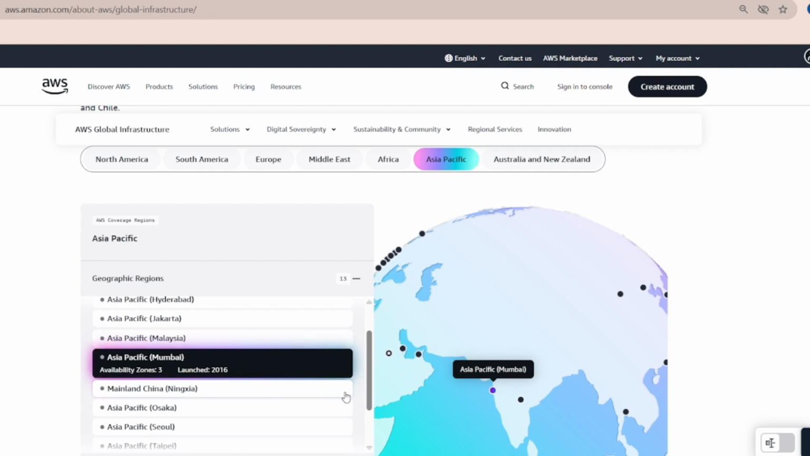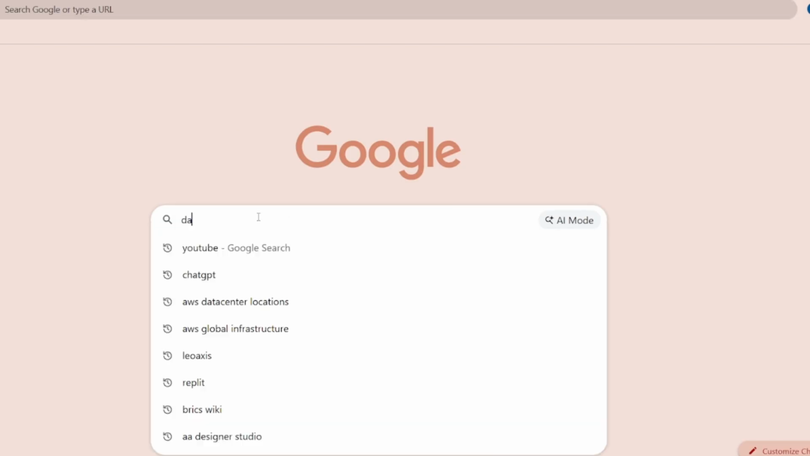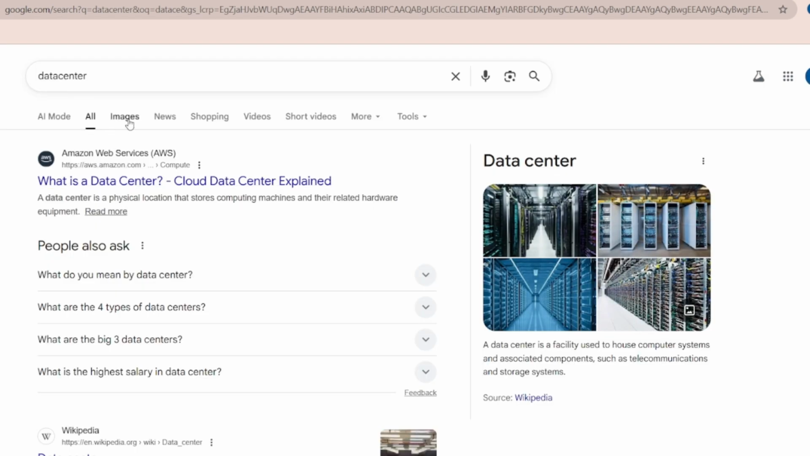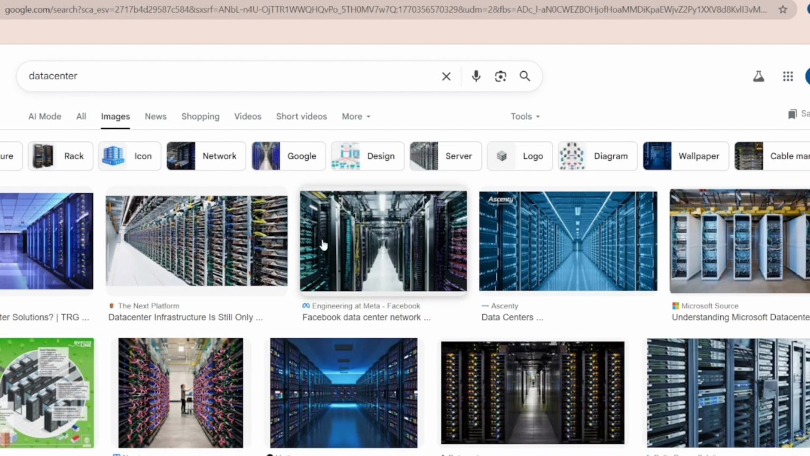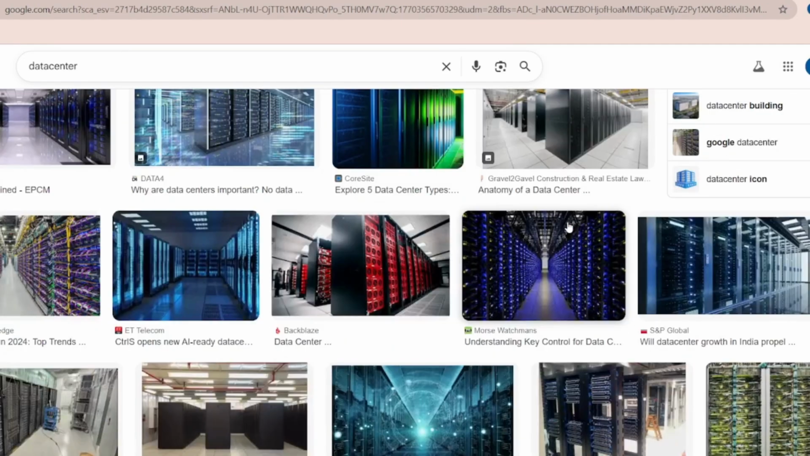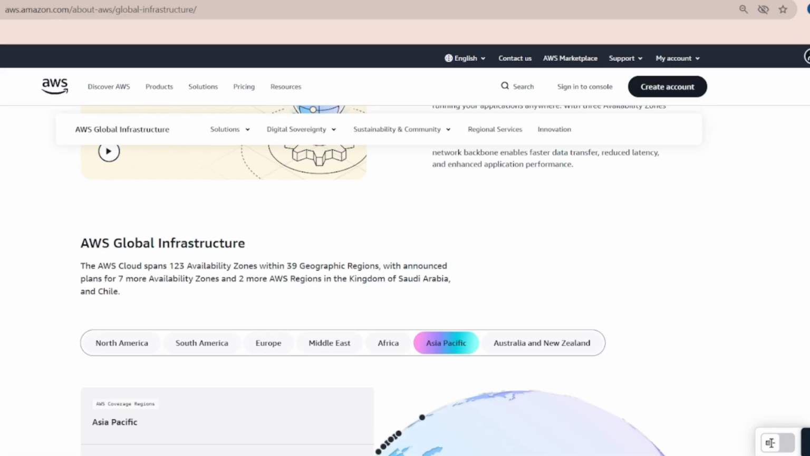What do you mean by availability zones now? In this region, we have more than one availability zone, right? And what is this availability zone? It contains a group of data centers, right? As I already showed you, what do you mean by data centers? Within these availability zones, you can find these data centers, these buildings.